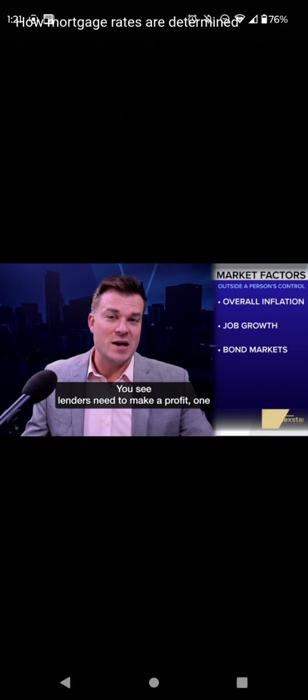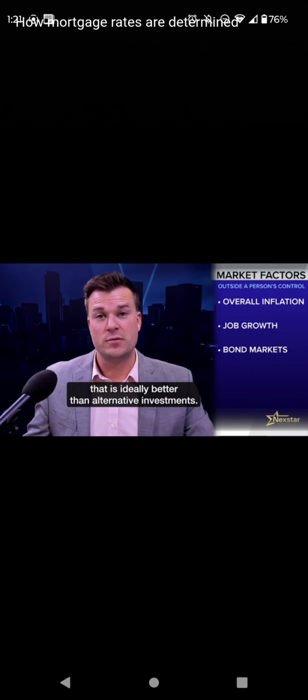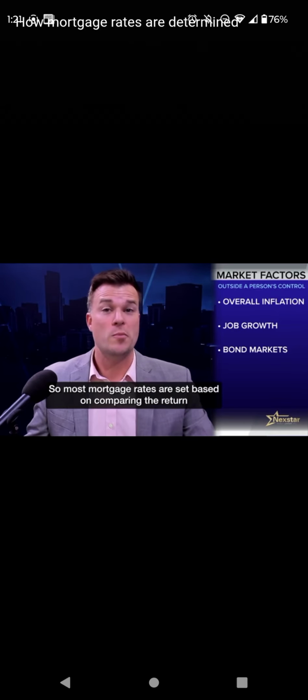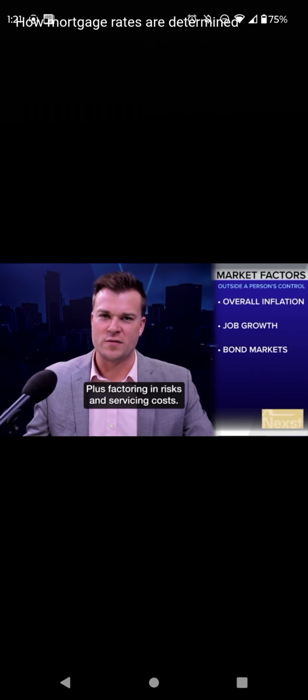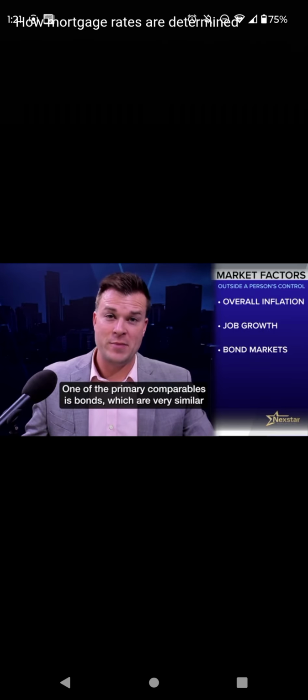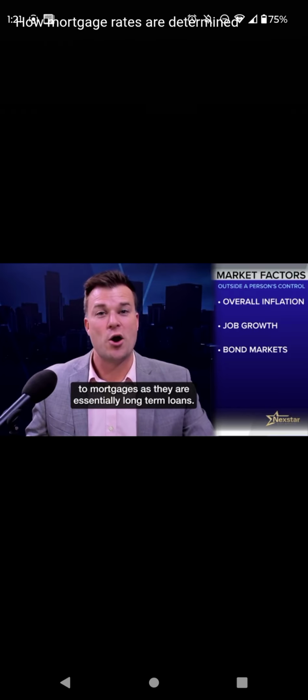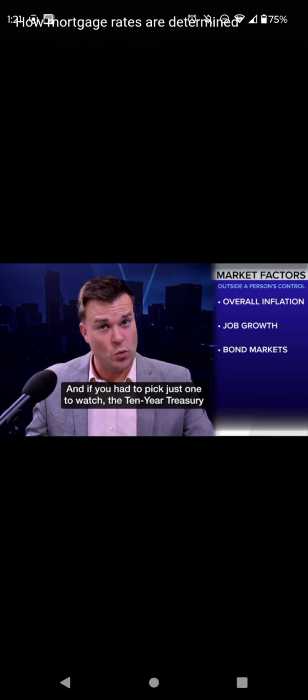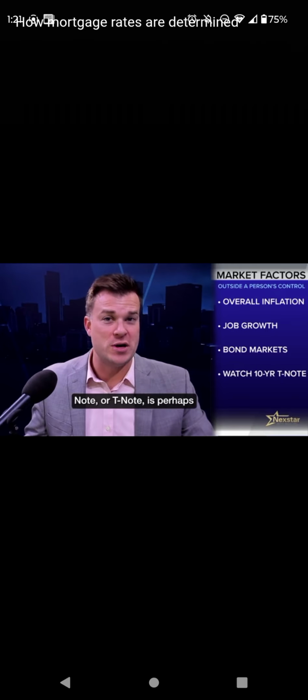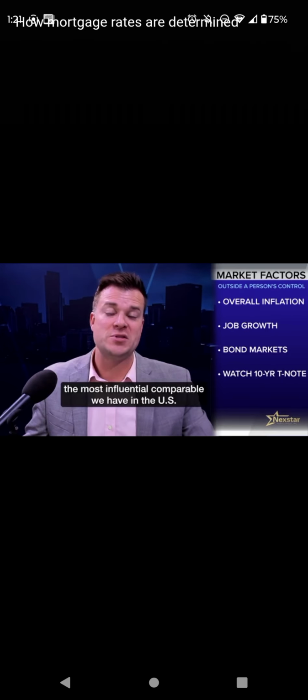You see, lenders need to make a profit, one that is ideally better than alternative investments. So most mortgage rates are set based on comparing the return of other investment options, plus factoring in risks and servicing costs. One of the primary comparables is bonds, which are very similar to mortgages, as they are essentially long-term loans. And if you had to pick just one to watch, the 10-year Treasury note, or T-note, is perhaps the most influential comparable we have in the US.